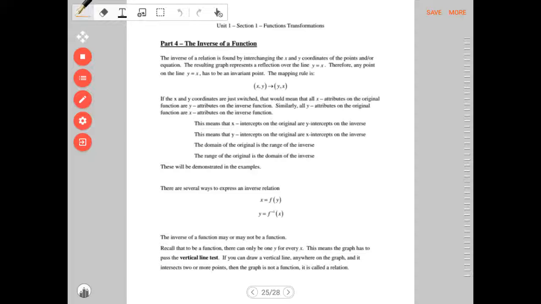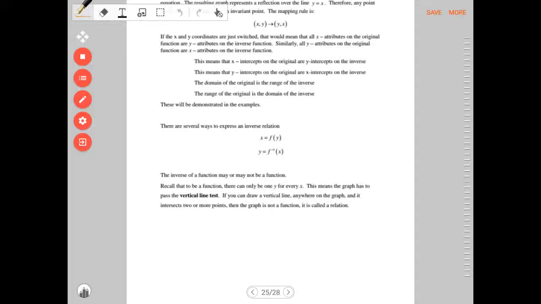Now, there are several ways to express an inverse function or an inverse relation. The first one is just x equals f of y, or we could go y equals f negative 1 of x. So that works. There are just different ways of saying an inverse relation.